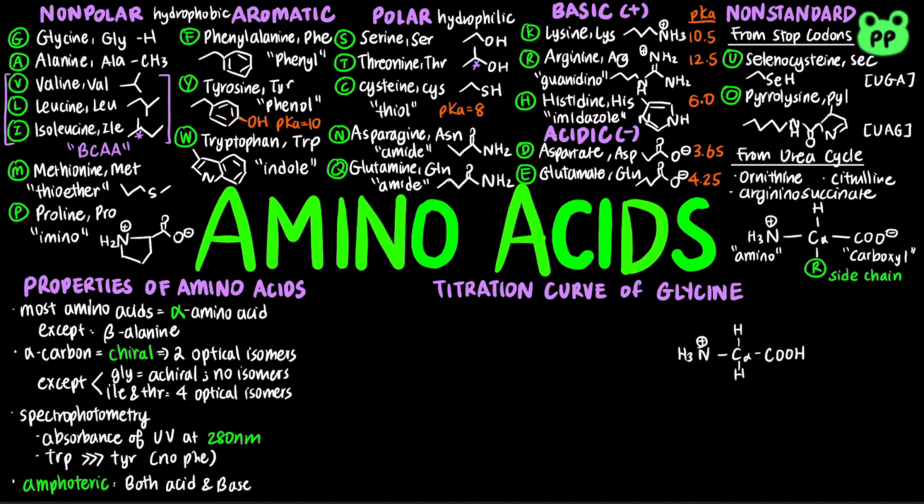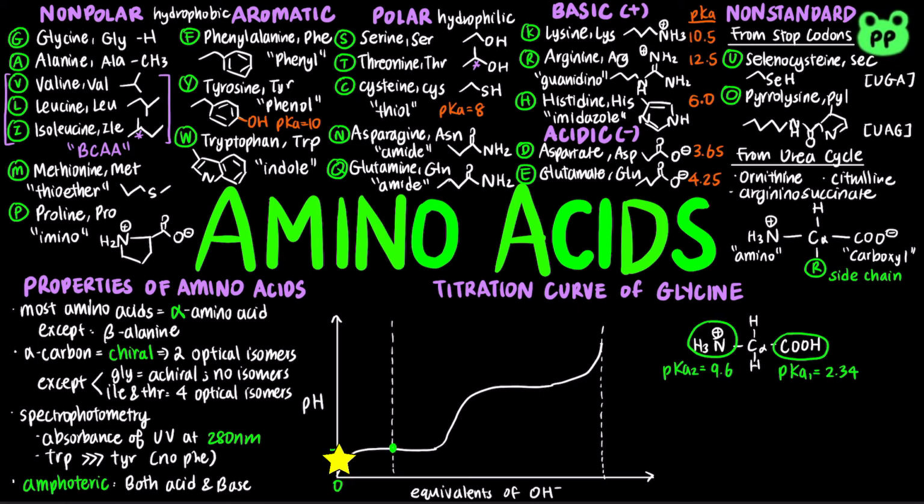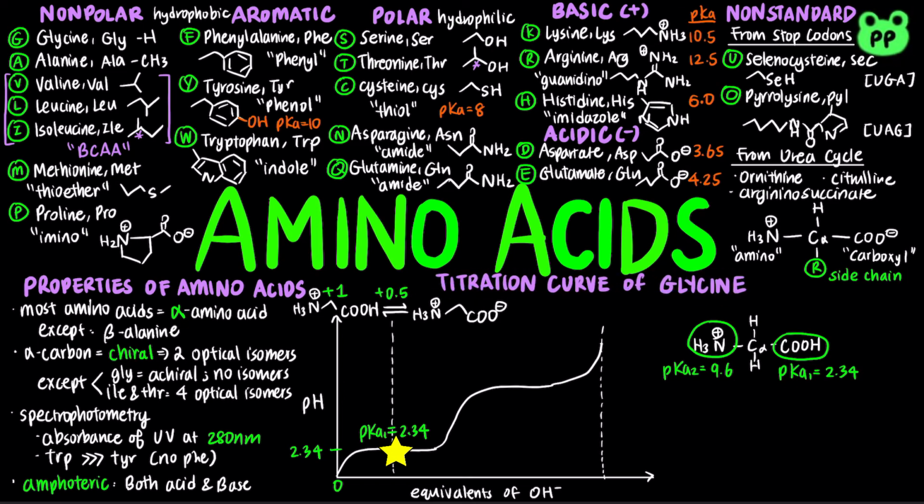Glycine has 2 pKa values, one at 2.34, which corresponds to a carboxyl proton, and the other at 9.6, which corresponds to an amino proton. At very low pH, the predominant ionic species of glycine is the fully protonated form, which corresponds to a net positive 1 charge. As half equivalence of hydroxide ion has been added, the pH reaches the pKa of the carboxyl group. At this point, glycines with protonated and deprotonated carboxyl group are in equilibrium, which corresponds to a net positive 0.5 charge.